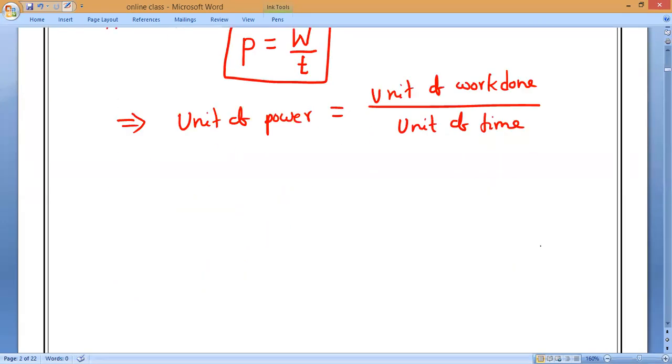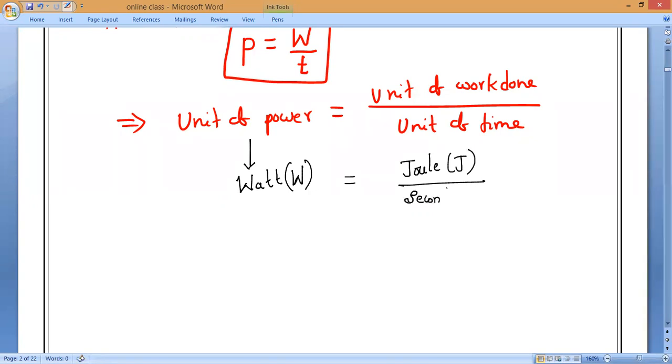So units of power, all of you remember units of power. The SI unit of power we will say is watt. What is the SI unit of power? Everybody, please respond. Watt. Okay, which we represent with the capital W. Now what is the SI unit of work done? Joule. And what is the SI unit of time? Second. So that is units of power.